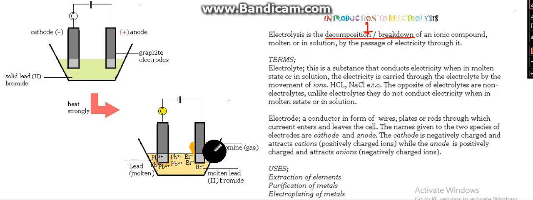If you look at this example, we had lead bromide as the original substance, right? And now at the end, we have molten lead and bromine gas. Let's move to the next one. Of an ionic compound. Prerequisite number 2.